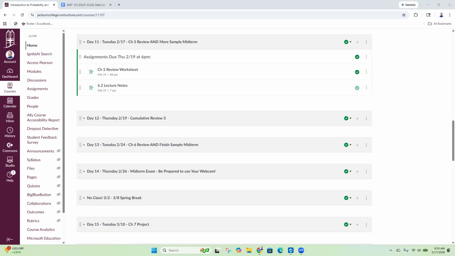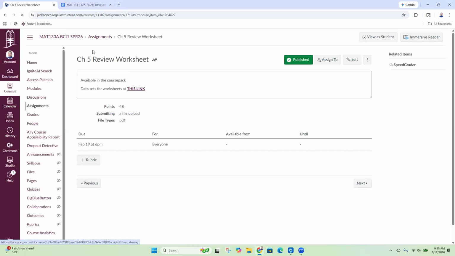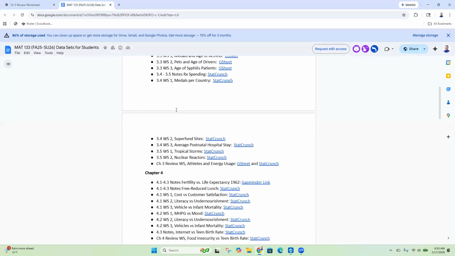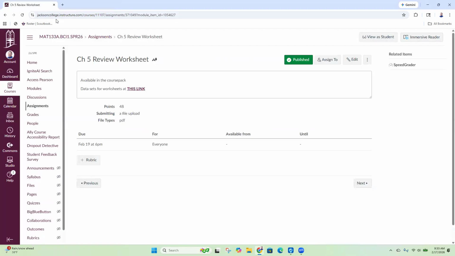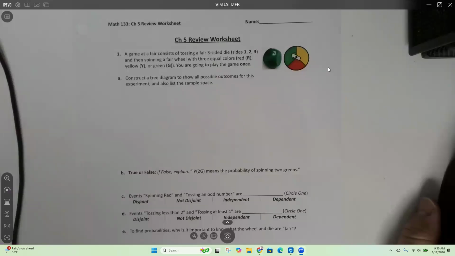Okay, so today, chapter 5 is about probability and starts on page 390 in your course pack. You don't need to click on the link in Canvas. I don't know why they put it there, but don't click on this link because this brings you to the data sets for all the worksheets. There isn't one for the chapter 5 review. Just go to page 390 and we'll start there, okay?